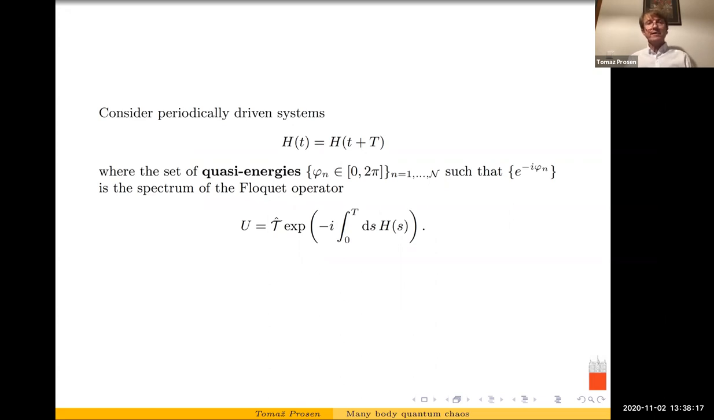They are simpler in the sense that they have no conserved quantities in general. Continuous time systems with time independent Hamiltonians have at least energy conservation, but Floquet systems in general, when they are not integrable, when they are chaotic, should have no conserved quantities.